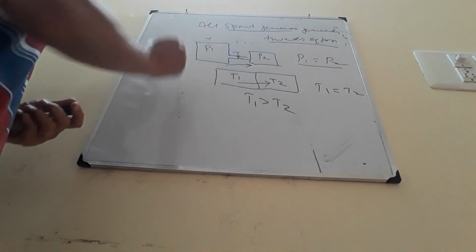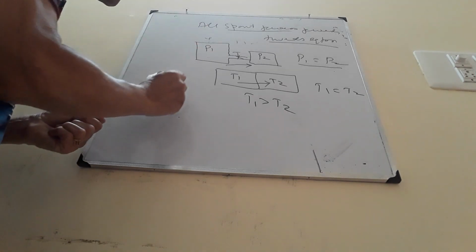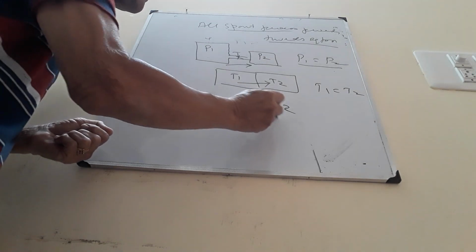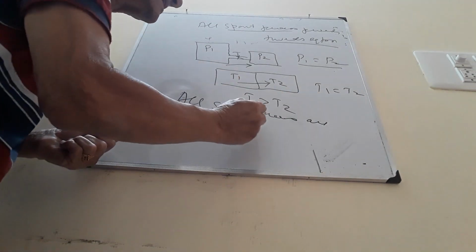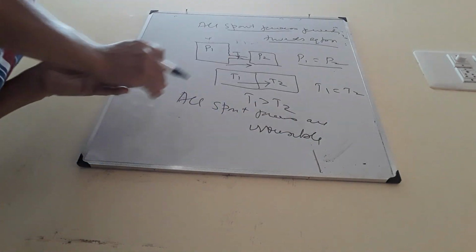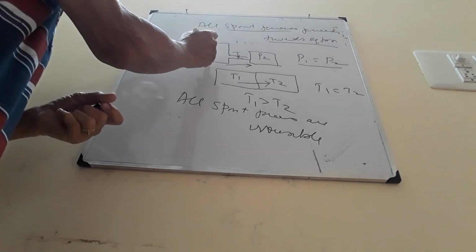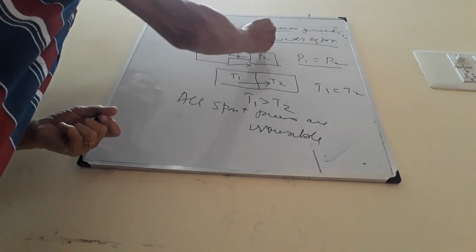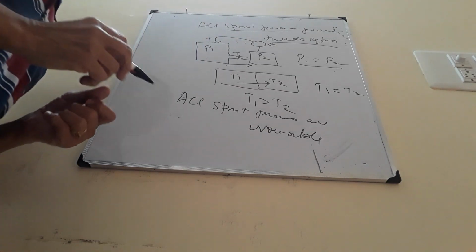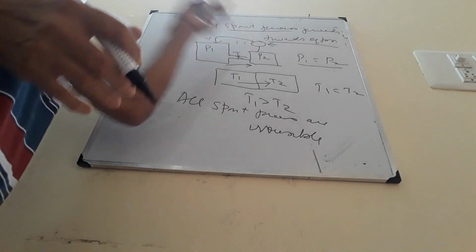The second statement is, all spontaneous processes are irreversible. Irreversible means it can't come back. P1 equals P2, but it can't come back. If you want to get back the pressure, you add a compressor here and send it back here. Then you can get it. So you can't reverse a spontaneous process without external help. Here the external help is a compressor.